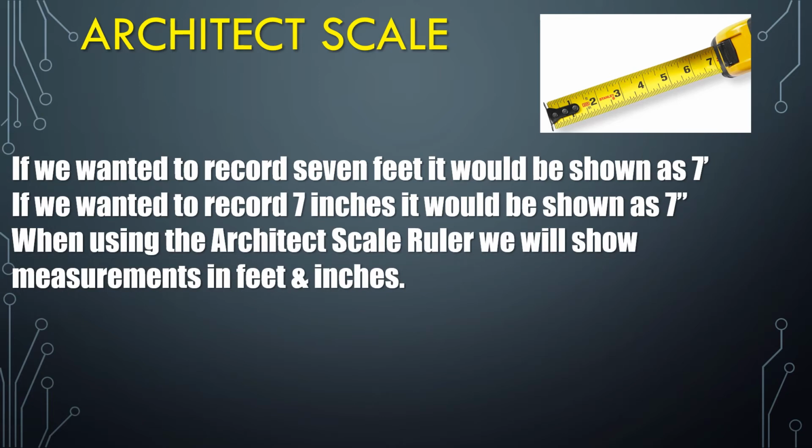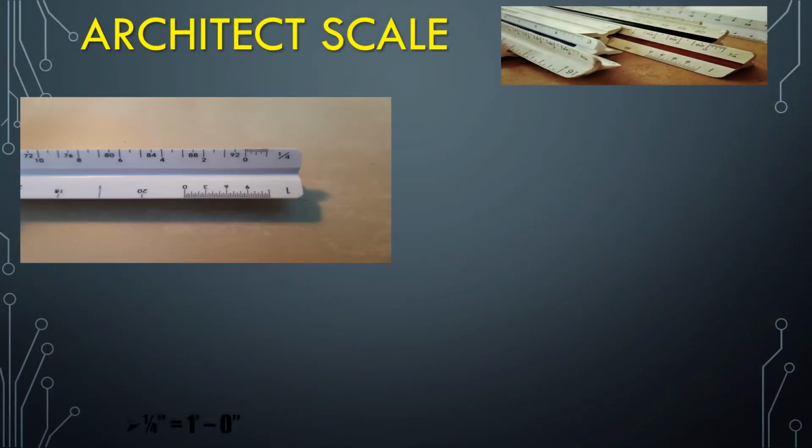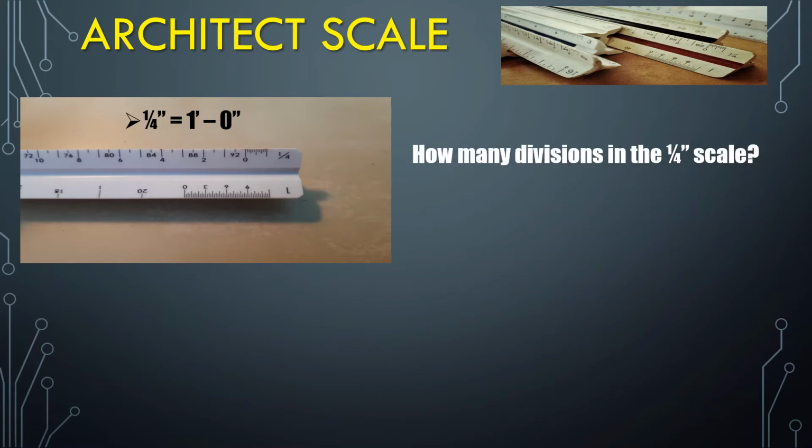When using the architect scale ruler, we will show measurements in feet and inches. So let's say 1/4 inch equals 1 foot 0 inches. So this little space here is 1/4 of an inch. 0 to 1 is 1/4 of an inch. 1 to 2 is 1/4 of an inch, and so on and so on. 1/4 inch equals 1 foot 0 inches. That means in the real world, this little space here is equal to 12 inches, 1 foot.